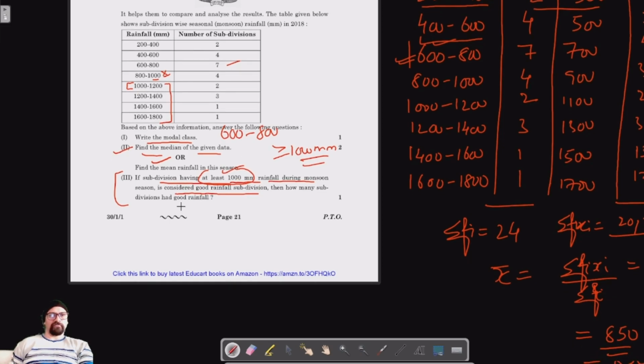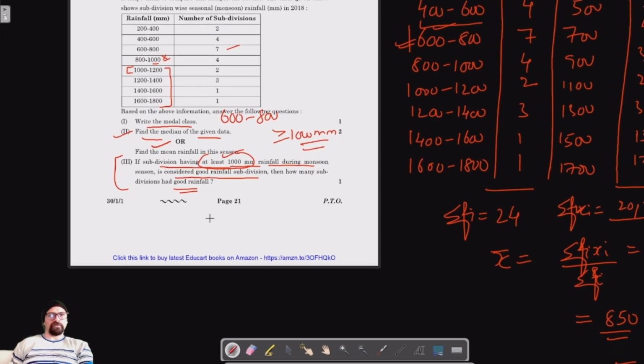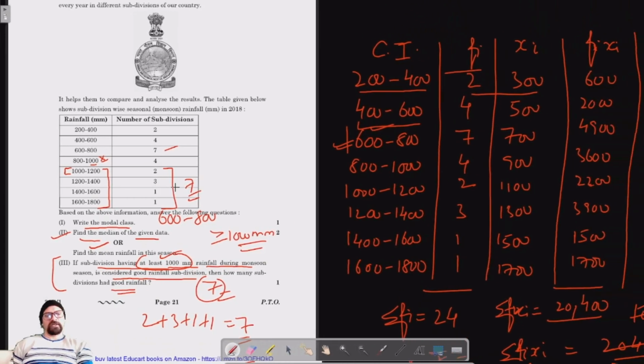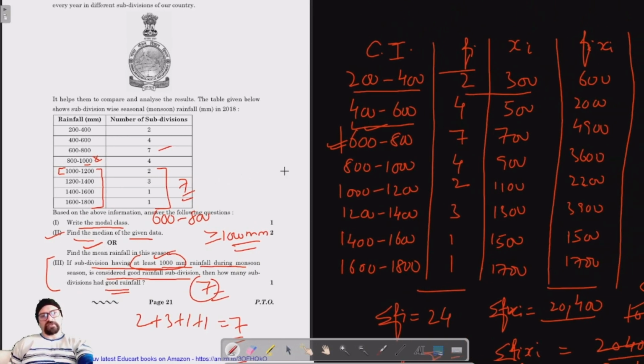So our answer for the good rainfall subdivisions would be 2 plus 3 plus 1 plus 1. So 2 plus 3 is 5, 6, and 7. 7 subdivisions will have good rainfall. So add them and with 7 subdivisions, you will get the answer for part 3. And now let's move on to the next case study.